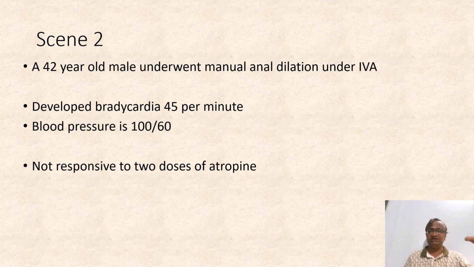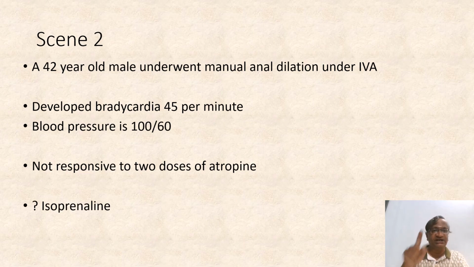This is about scene 1, myocardial dysfunction. Now we'll go to scene 2. A 42-year-old underwent manual anal dilatation and IV sedation and developed a heart rate of 45. This is neurogenic shock. Ideally, if the heart rate alone is decreased, BP is maintained, and atropine is not picking up, the next drug is isoprenaline, or sometimes you may need to give adrenaline. Isoprenaline is an excellent positive chronotropic drug.